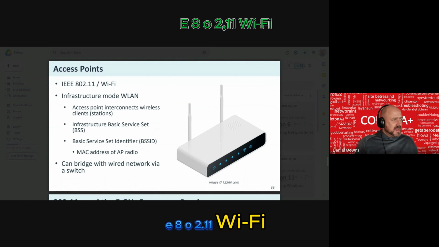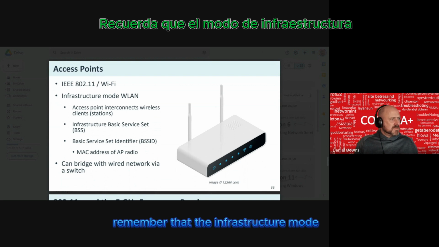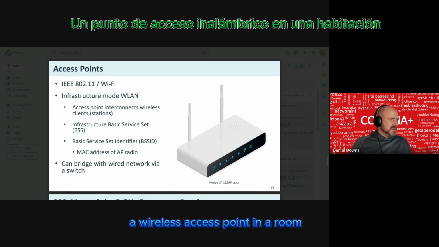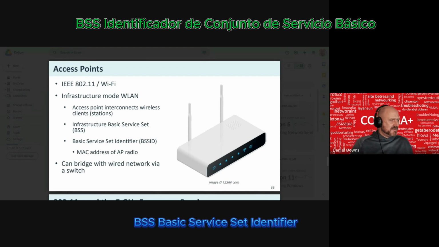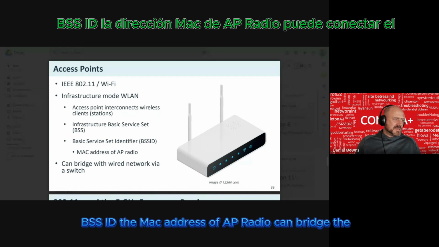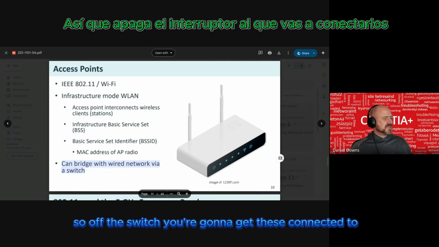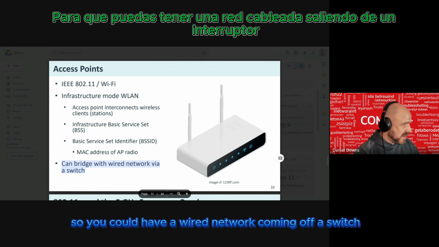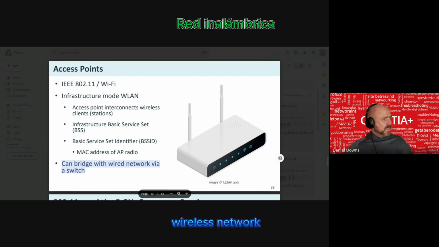So we have IEEE 802.11 Wi-Fi. Going back, that was one of the network types. Remember that. The infrastructure mode, WLAN. Access point interconnects wireless clients, stations. This is where your laptop is going to connect to a wireless access point in a room. Infrastructure basic service set, BSS. Basic service set identifier, BSSID. The MAC address of the AP radio can bridge with a wired network via a switch. So off the switch, you could have a wired network, and then you can bridge that wired network to these and extend it as a wireless network.